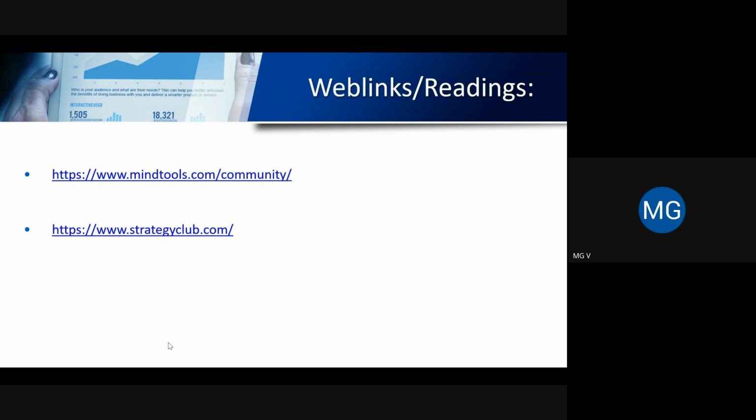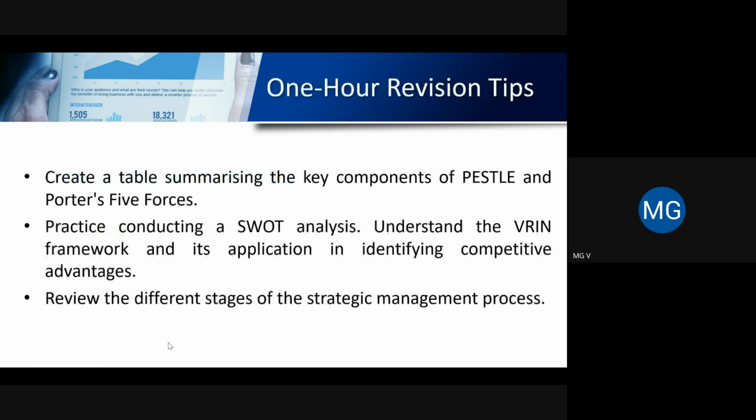So here some web links have been given and you can explore this. Then to revise, you can create a table summarizing the key components of PESTEL and Porter's five forces. You can practice conducting a SWOT analysis, understand the VRIO framework, or you can say VRIN, and its application in identifying competitive advantages. And then you can review the different stages of the strategic management process.